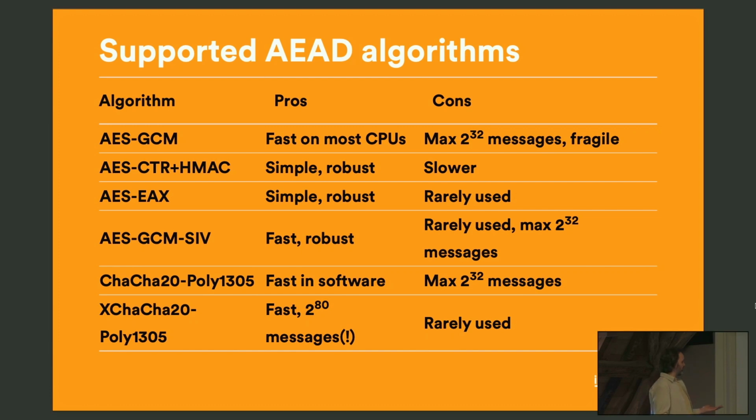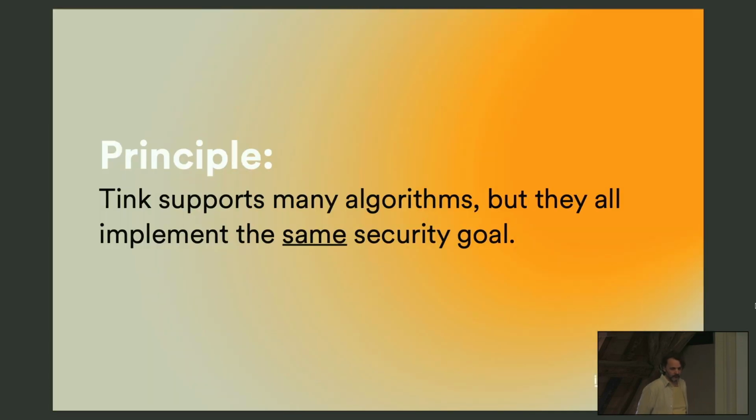So you've got all these trade-offs, and you as an engineer can look at that and go, right, I'm going to use this algorithm, that algorithm, or maybe the spec tells me I need to use this particular algorithm. But you can relax that it doesn't really matter which one you choose because they're all basically secure. So that's the same thing again. Tink has this design principle that it supports lots of different algorithms, but they all implement the same security goal. So you're safe in choosing between them.